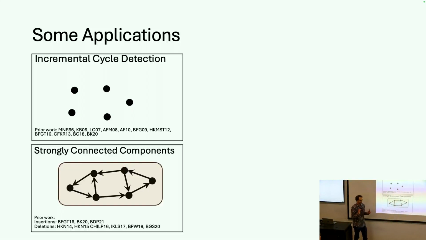then let's talk about some applications. The first application is called incremental cycle detection. Maybe some of you have heard of this. It's one of the most well-known problems on dynamic directed graphs. And the problem is just that you get edge insertions over time, and you have to report the first time a directed cycle appears. So here at this moment, there's this cycle that appears in the graph, and here we have to report the cycle and terminate.